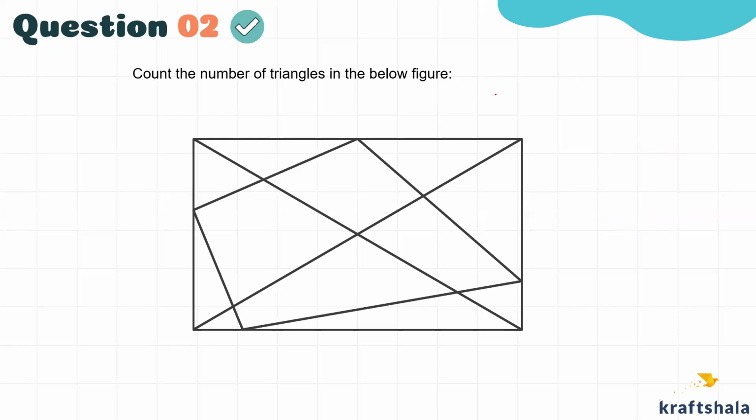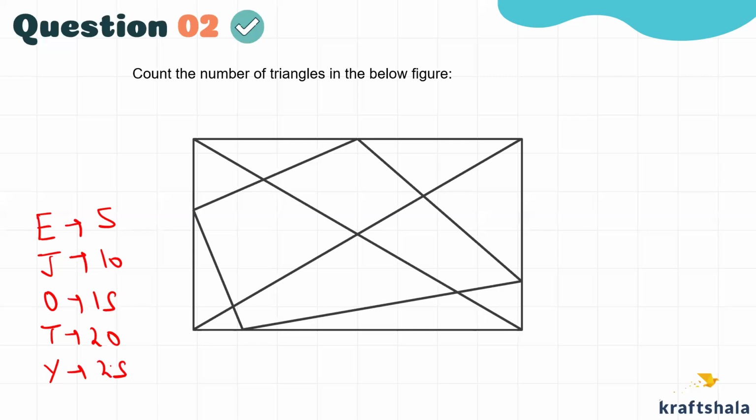Okay? So what can you do? After a point of time, you will remember with practice. For now, what you can do, you can remember this word, EJOT. What is the advantage of this word? E is 5, J is 10, O is 15, T is 20, Y is 25. Now what is the advantage of this?